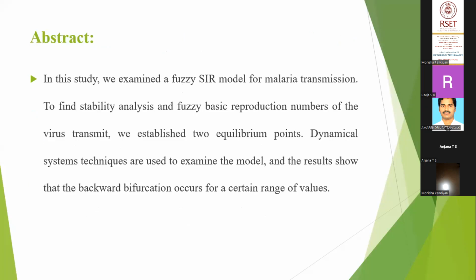Abstract. In this paper, we examined a fuzzy SIR model for malaria transmission to find stability analysis and the basic reproduction number of the virus transmission, and also find equilibria. The model is used to examine the dynamic system, and the results show that the backward bifurcation occurs for certain values.